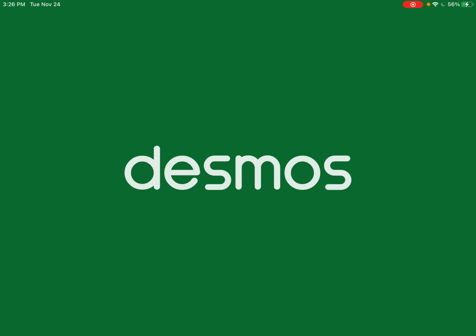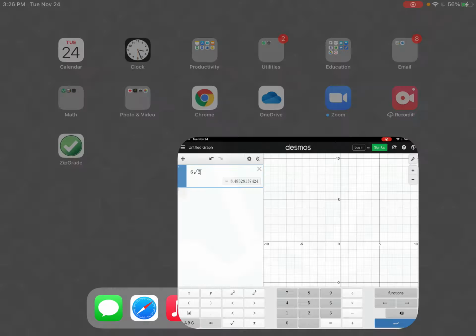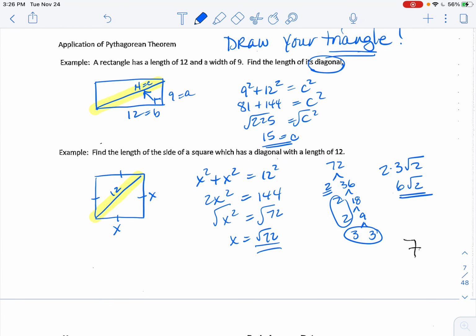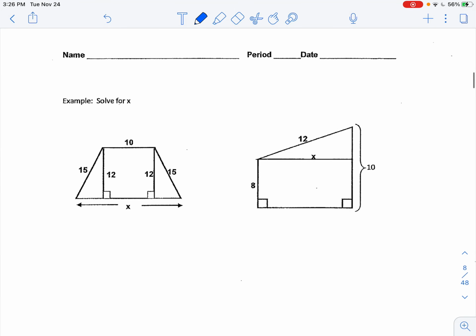It's an app on my iPad that I've got. And let's see, 6 roots 2 is about 8.49. So it's approximately 8.49, 8.5. Let's do a few more examples.